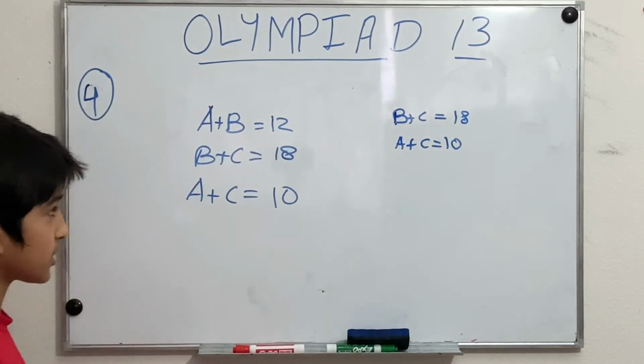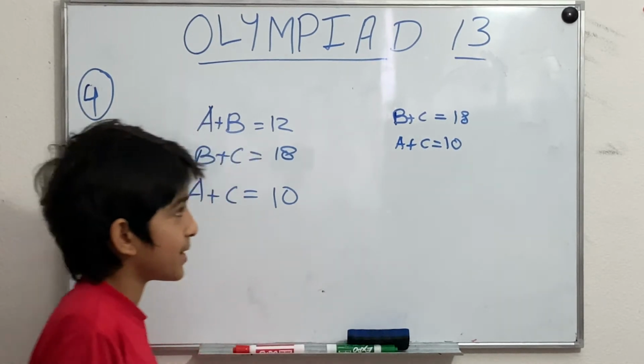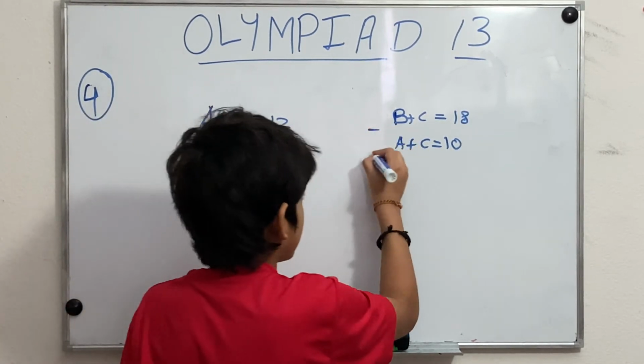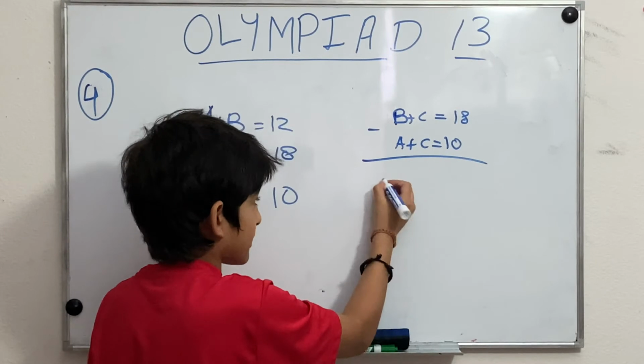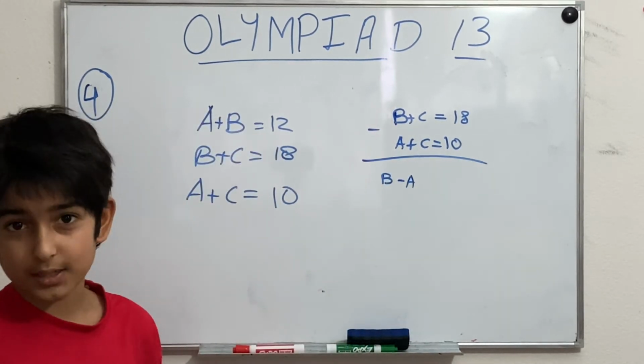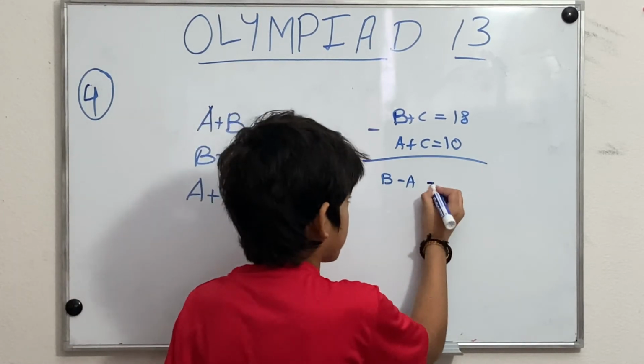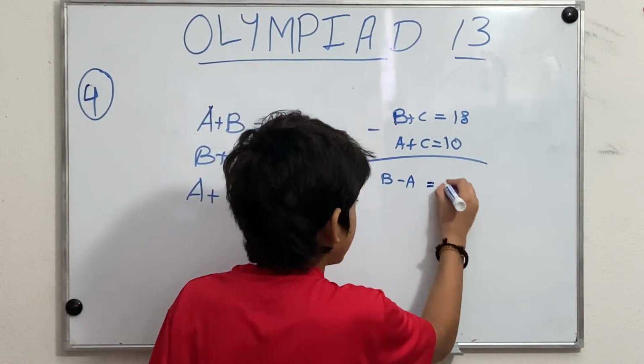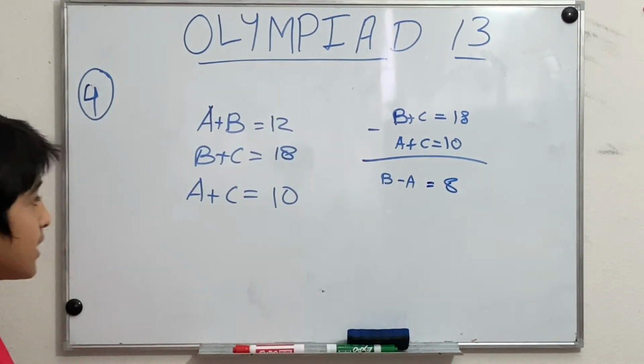Okay, now what we can do is subtract them. Because we have 2 variables that are the same, we can just subtract them and they'll cancel out. So B minus A is just B minus A, and C minus C is just equal to 0, so we don't even have to write that. It's equal to 18 minus 10, which is 8. So B minus A is equal to 8.